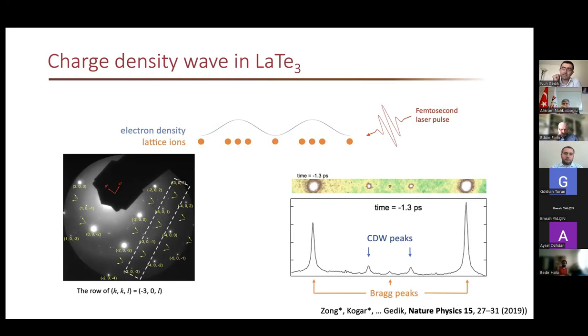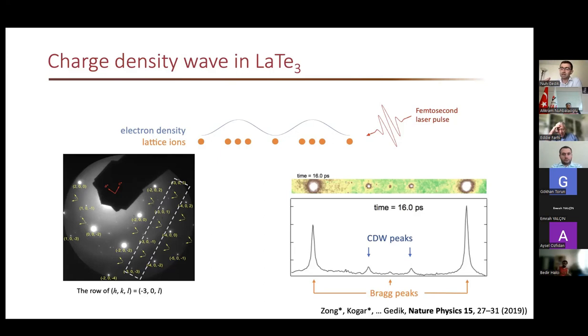So you can see that the peaks are going away, right? They're almost gone. And then if you wait long enough, they recover back, right? So what did we just see? We saw in real time with femtosecond resolution, as the light pulse hits this material, it melted the charge density wave order, not the crystal. The crystal is there. We're not melting the crystal. We're just melting this electronic order. And then if you wait long enough, about 10, 15 picoseconds, it comes back, okay?